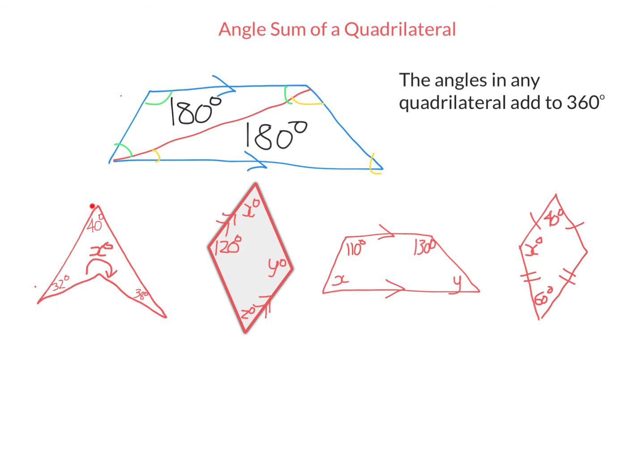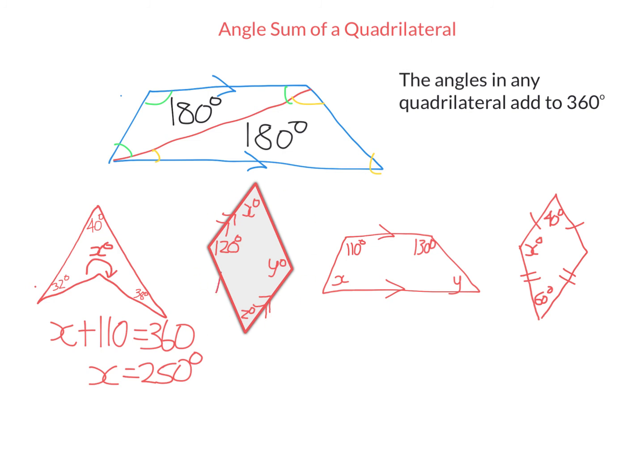So let's look at this concave quadrilateral here. Because it has four sides, I know that its angles must add to 360. 40 plus 32 plus 38 is 110. So I have that x plus 110 must give 360, and that means that x would be 250 degrees. So of course 250 is a reflex angle, as we'd expect here. Concave quadrilaterals always have a reflex angle. So what about this one here?